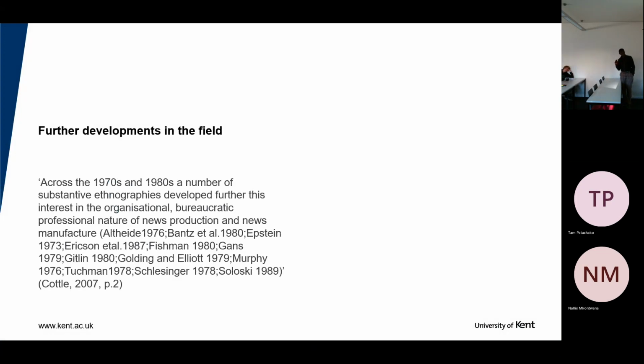Across the 1970s and 1980s, a number of censorship studies have occurred over a period of time, and they've also discovered that there are interests in the organization and the professional constructions of news, and of course, how news is manufactured. Ignore this, there should be a D after manufacture. The studies that speak to these are Atede, Barnes, Epstein, and you want to take a look at Tuchman. Tuchman is very good. Schlesinger, very good. Gordon and Elliott, their studies, very good. All of this you can search up and then read if you want to know more.